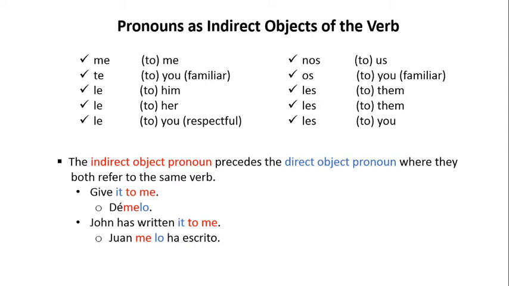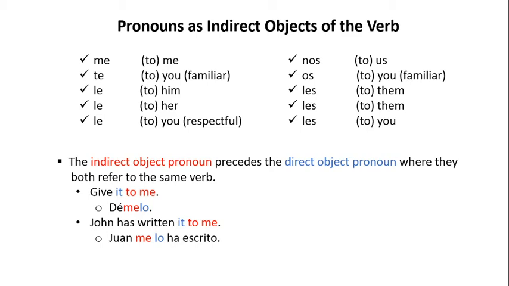Now, regarding pronouns as indirect objects of the verb, the forms are me is to me, te is to you, familiar, le is to him, le is also to her, le is to you in a respectful sense. Nos is to us, os is to you, familiar, plural, les is to them in a masculine sense, les is to them in a feminine sense, les is to you in a plural.